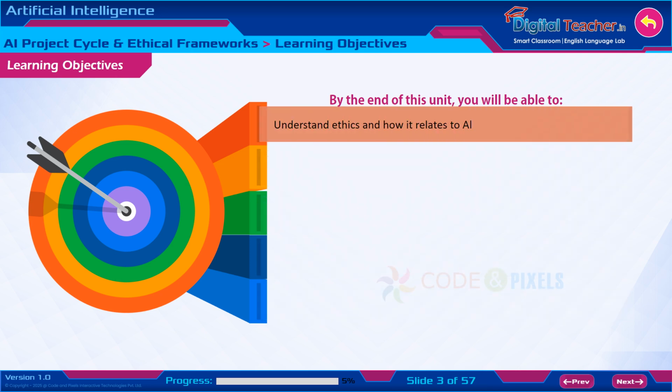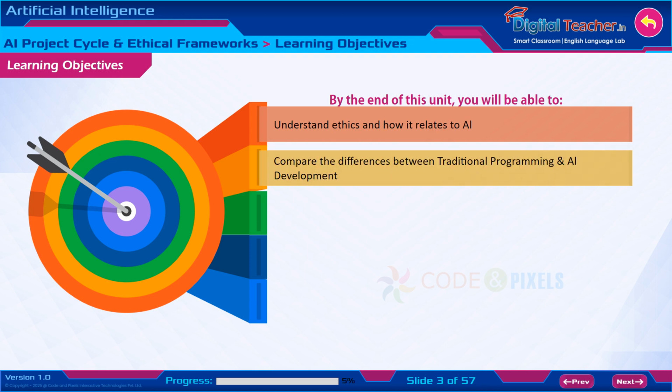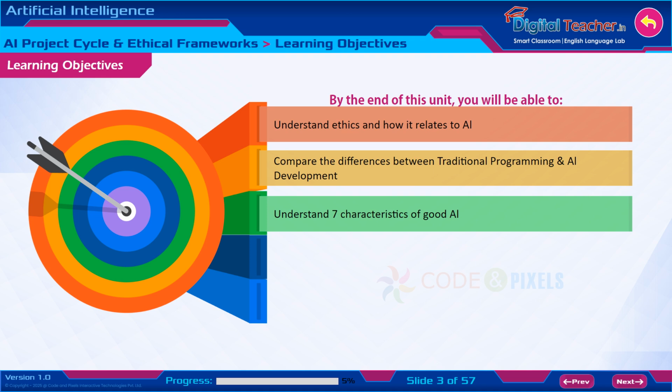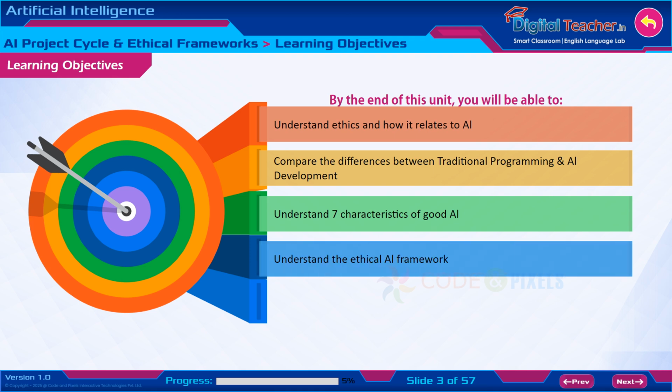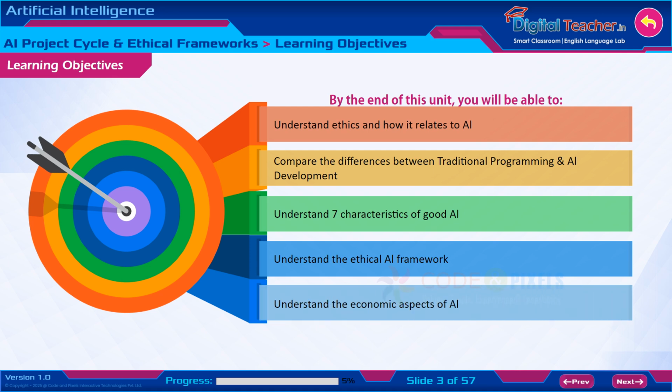Understand ethics and how it relates to artificial intelligence. Compare the differences between traditional programming and artificial intelligence development. Understand 7 characteristics of good artificial intelligence. Understand the ethical artificial intelligence framework. Understand the economic aspects of artificial intelligence.